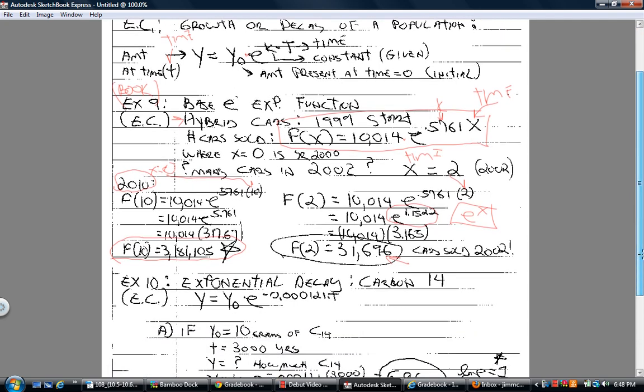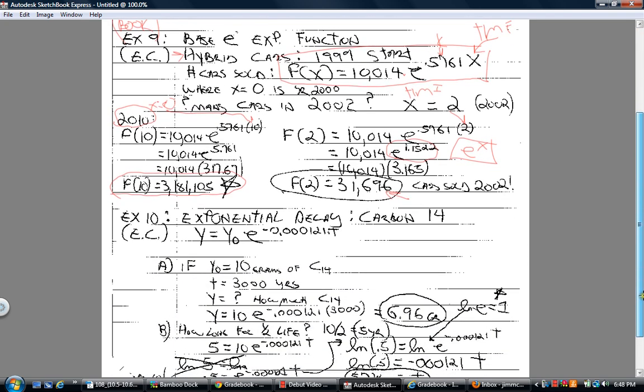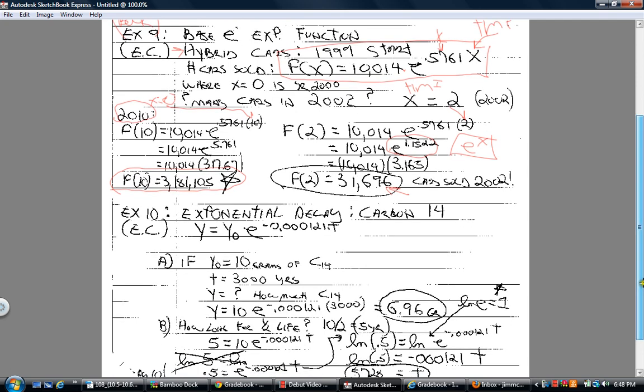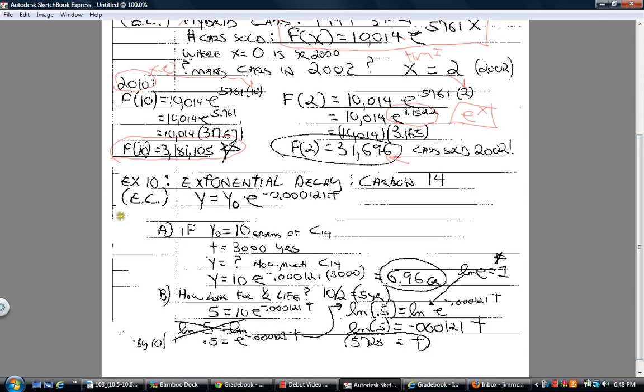So those aren't too bad. Now, example 10 in my notes, let me help with a little correlation here, is example number 9 in the book, and it's the exact same problem.